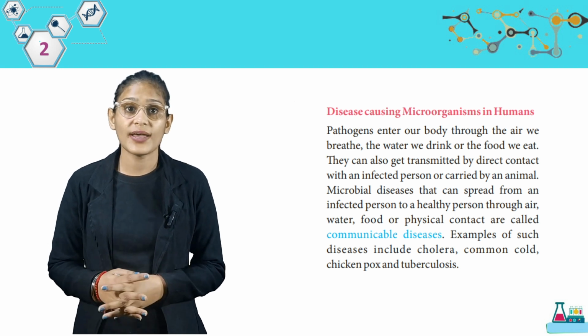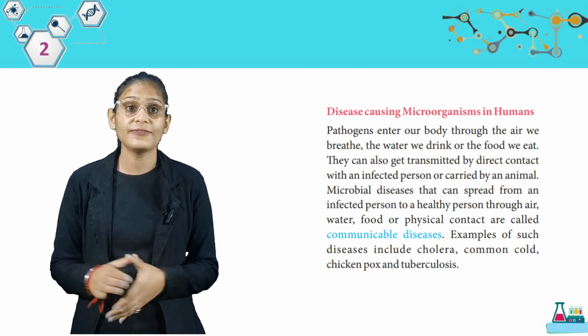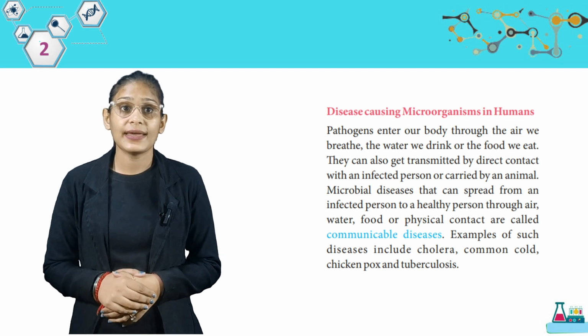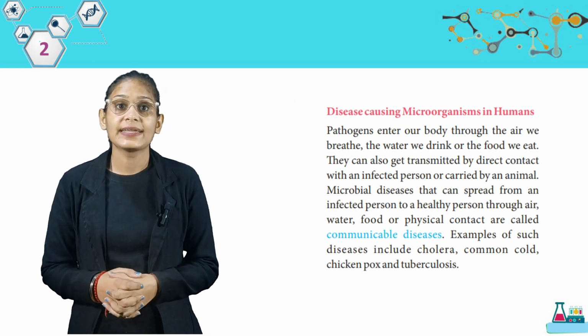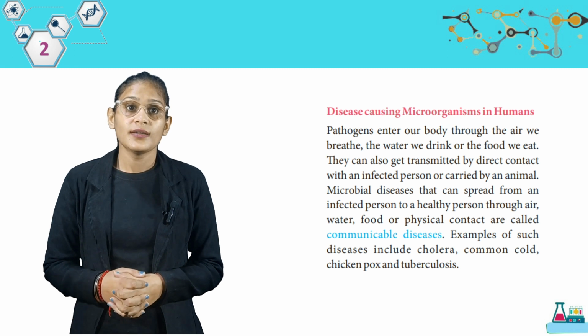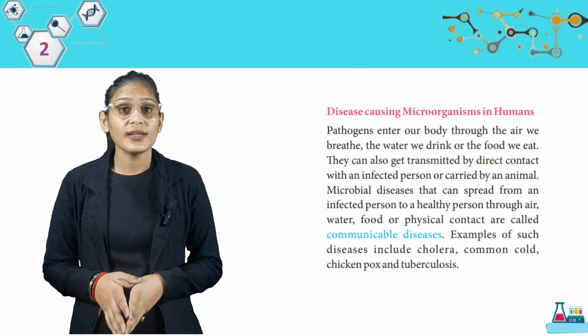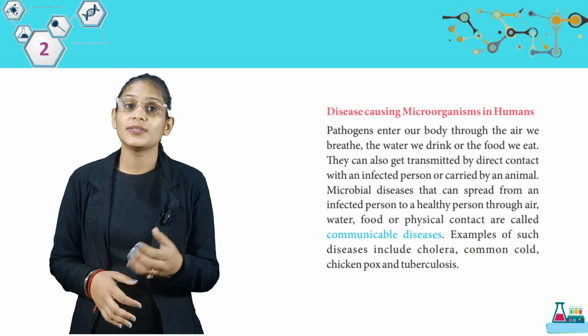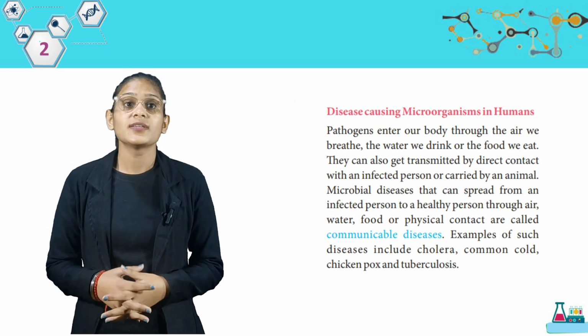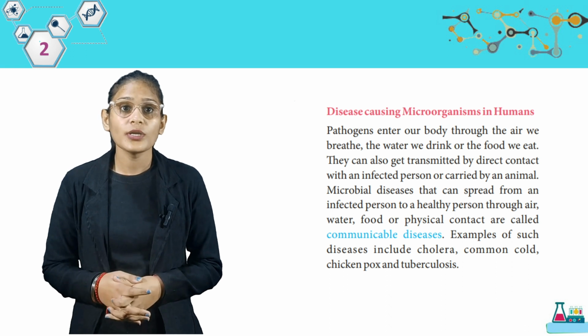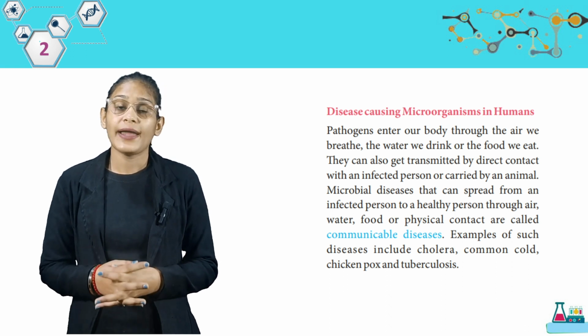They can also get transmitted by direct contact with an infected person or carried by an animal. Microbial diseases that can spread from an infected person to a healthy person through air, water, food or physical contact are called communicable diseases. Examples of such diseases include cholera, common cold, chickenpox and tuberculosis.